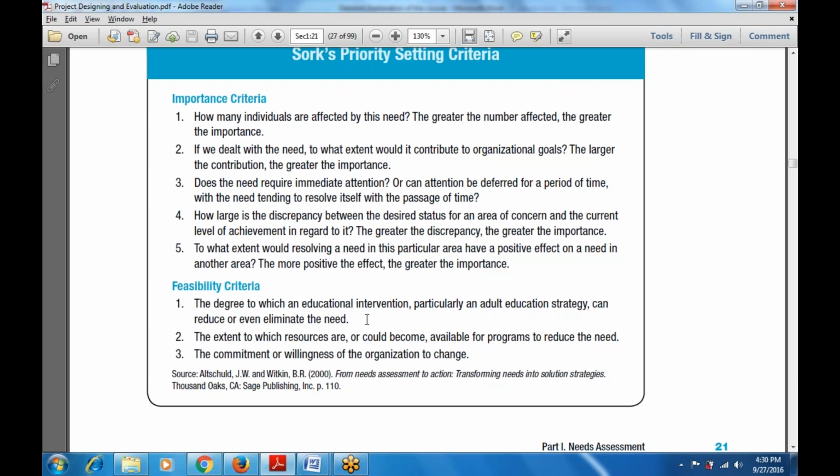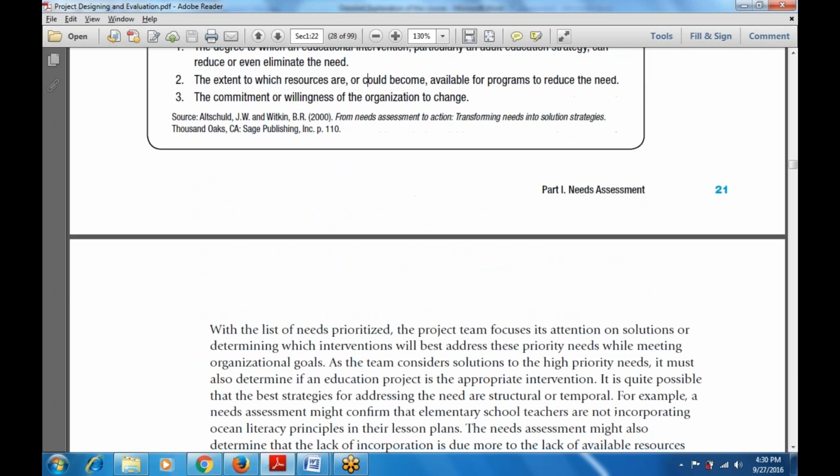Whatever the resources, whatever the data gathering, whatever the available resources used for the program. Then there is the commitment or willingness of the organization to change: whatever the willingness, whatever the commitment that is available for the organization to change.